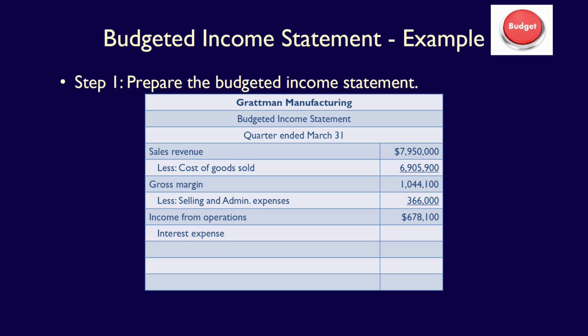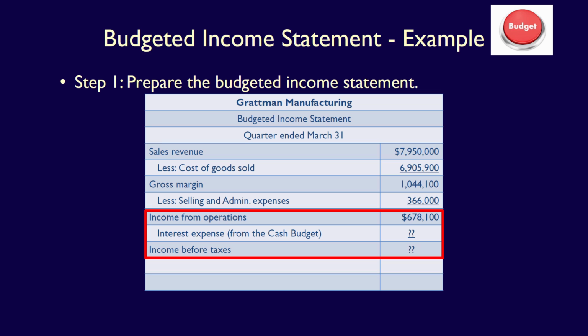But what about the next line, interest expense? Where does it come from? Interest expense, or interest income if we earn any, comes from the cash budget, which is one of the last budgets we produce, one which we have not as yet completed. Right now, we'll use a question mark as a placeholder. Income from operation less interest expense is equal to income before taxes, also called income before income taxes. We can't calculate it now since we don't have the interest expense, and therefore we don't know the income before taxes, but we'll use a question mark as a placeholder.